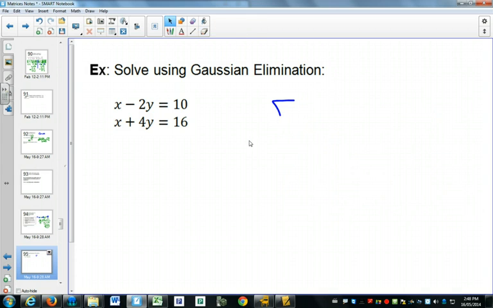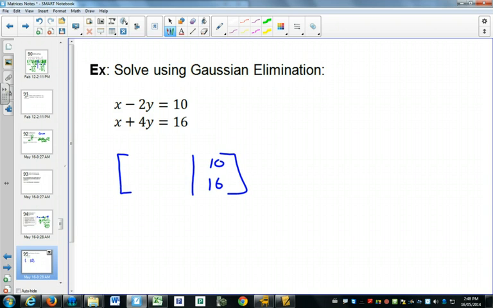Okay, here's our first question. We're going to solve this one with Gaussian elimination. The first thing we do is we set up our matrix with a line here, 1, 0 and 16, 1 and negative 2, 1 and 4. And what we do for work is as follows. Our hope is to get this one in the bottom left to be a 0.